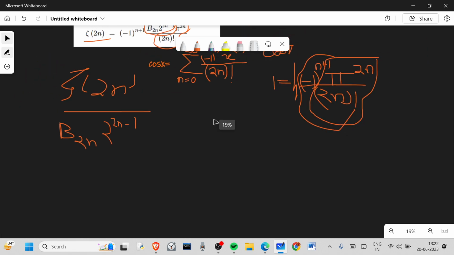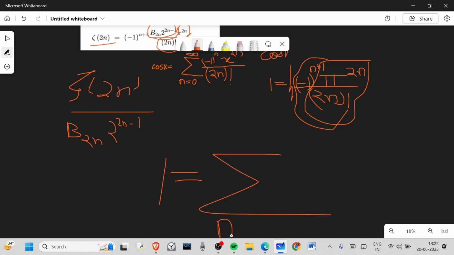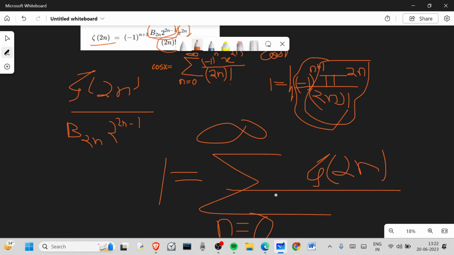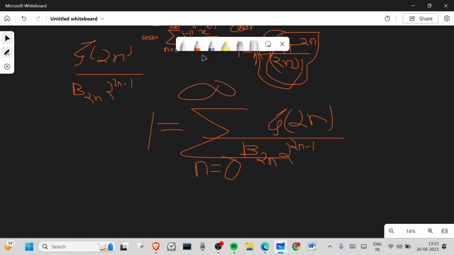So basically what's our final result? It's 1 equals sigma n is 0 to infinity zeta at 2n upon Bernoulli at 2n, 2 to the power 2n minus 1. It's not a very beautiful thing, but it's a beautiful thing because it's rare to see a series like this, a term itself expressed in series, and series in series.